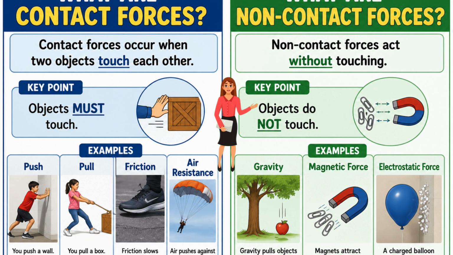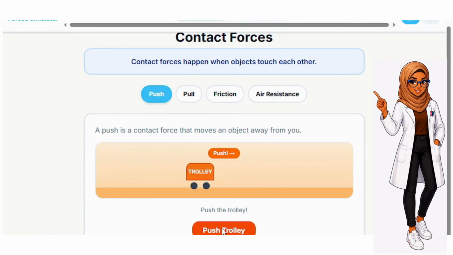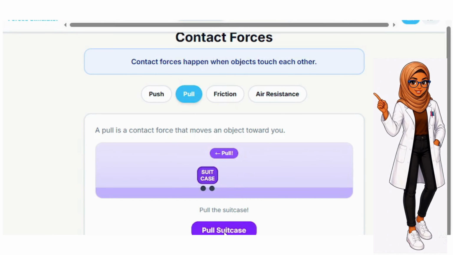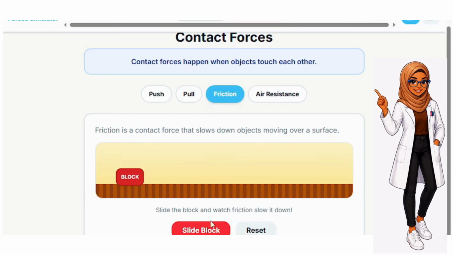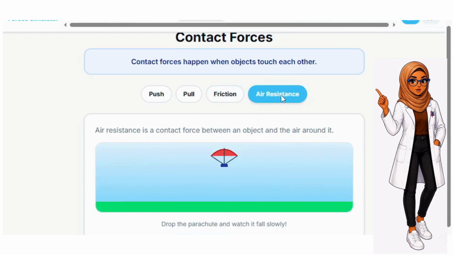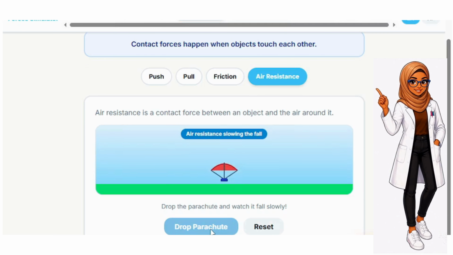And then we have electrostatic forces. An electrostatic force occurs when objects become electrically charged, for example, like the balloon. So here we have our little simulation, contact forces, and here we're pushing the trolley. For the pull, we pull the suitcase. And for friction, we slide the block, and the friction slows it down. And then here we have our air resistance, dropping the parachute, and watch it fall slowly towards Earth.